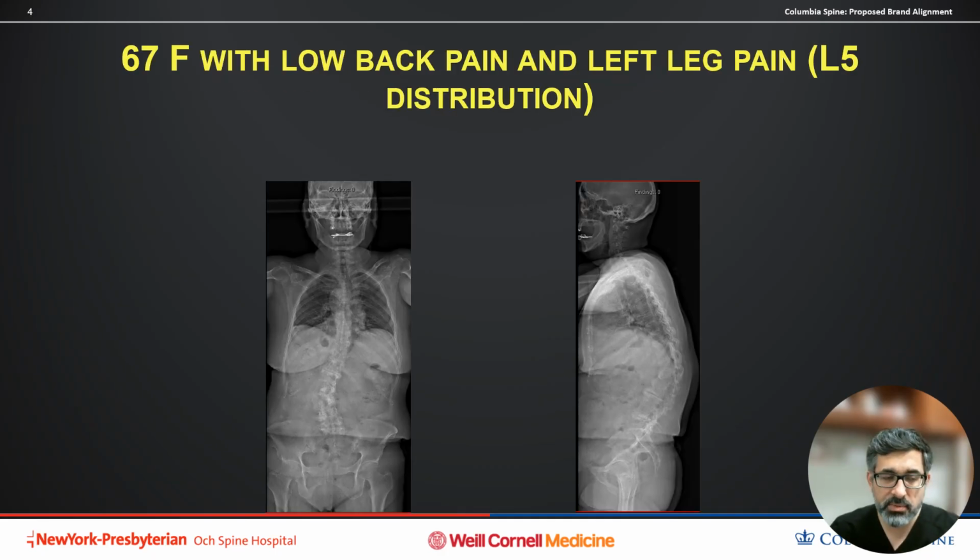So here is a 67-year-old female with low back pain and left leg pain, mainly in the L5 distribution. As you can see, the patient has lumbar scoliosis and also has a thoracolumbar kyphosis. But her pain is really coming from the lumbosacral region with the radiculopathy as well as lower back pain. So part of patient-specific planning is really, as we all do, to try to understand what is the patient coming in for, what are their symptoms, what is bothering them, and how we can address those symptoms specifically.